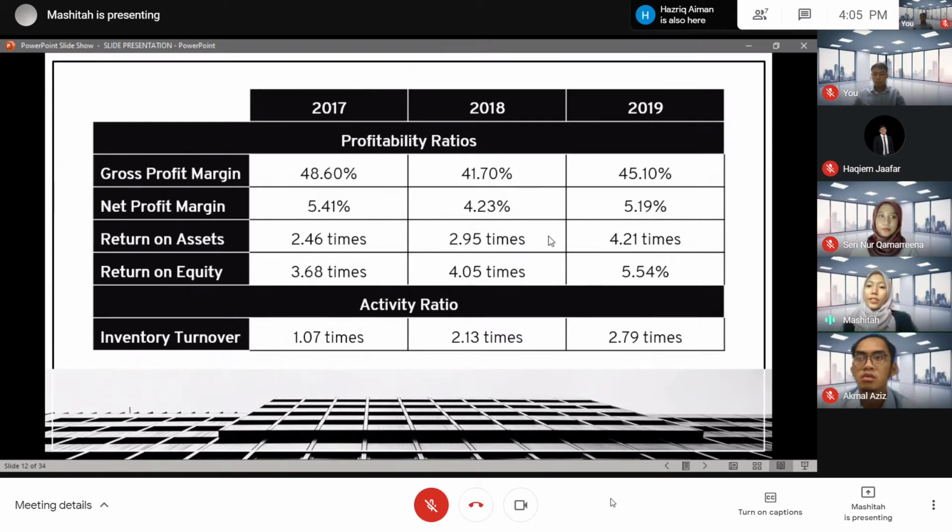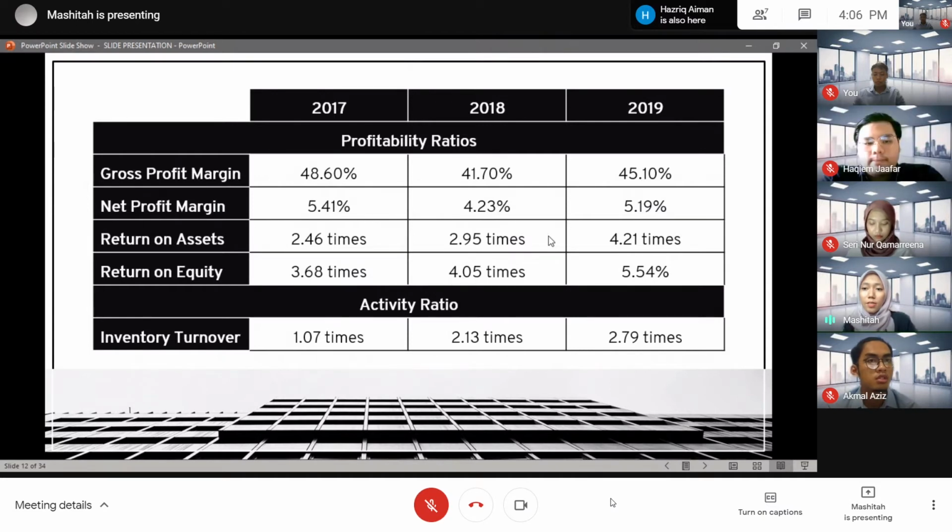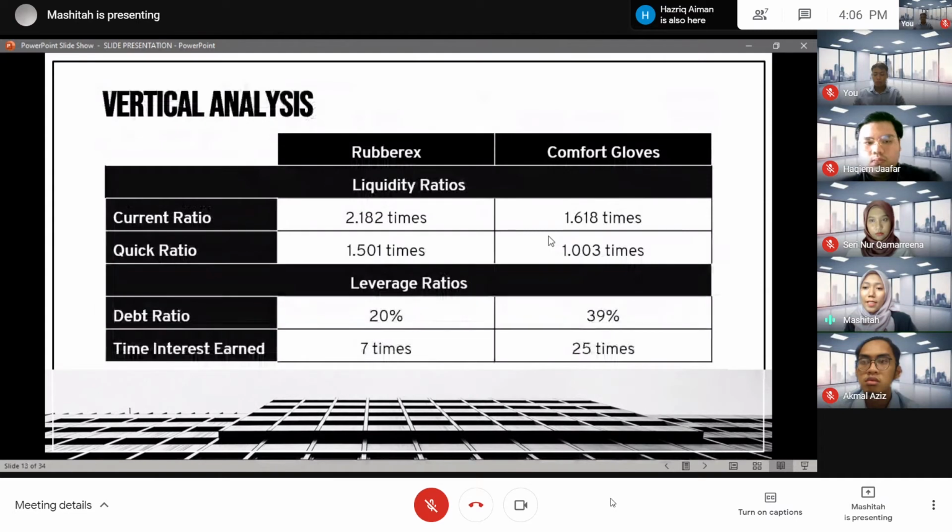That's why the demand for gloves is really high during 2019. And for the activity ratio, we have inventory turnover. Here, the highest inventory turnover is during 2019, which is 2.79 times. This is because of the strong demand for gloves due to the new pandemic, COVID-19, which increased the sales of gloves for Rubberex. Next is vertical analysis.